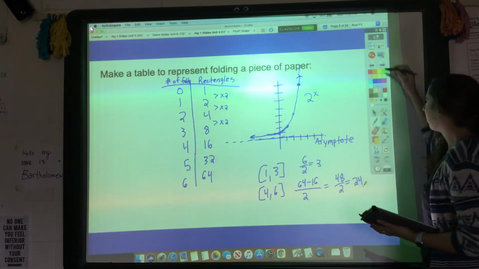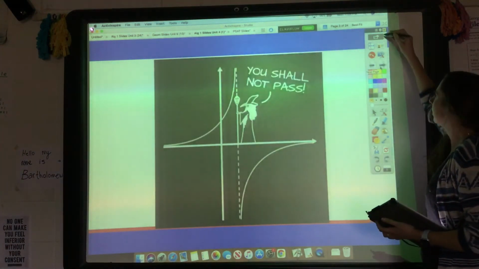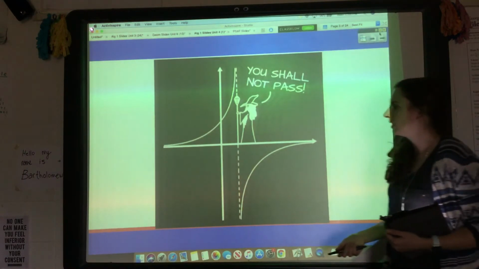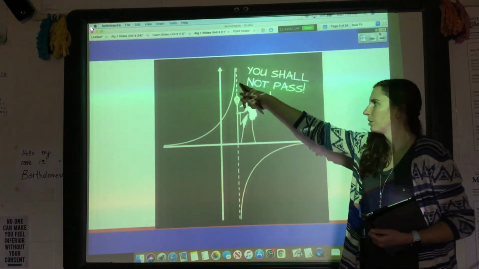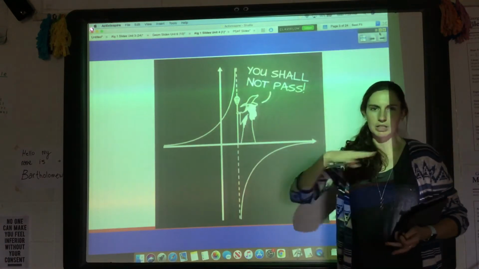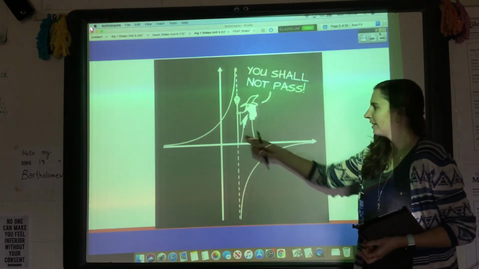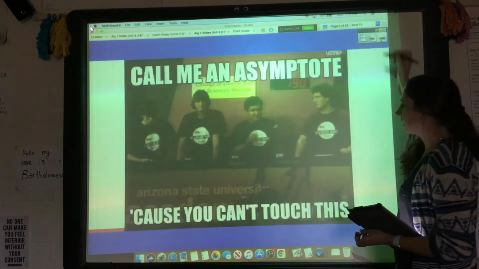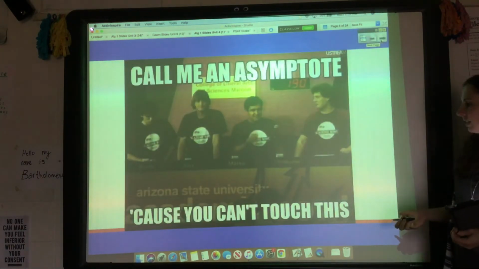Okay, couple asymptote jokes. Here's an asymptote. Further on in your math career, you'll see asymptotes that are vertical. Right now we just have horizontal ones, but here's a little asymptote. Or here's this one. Okay, those are bad.